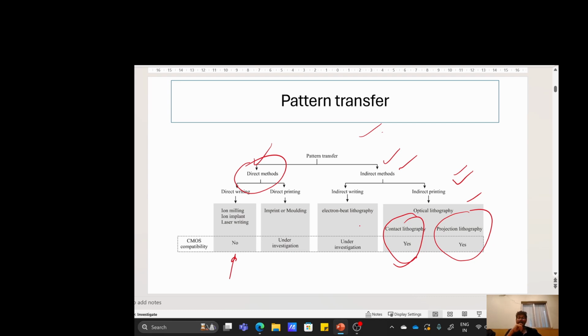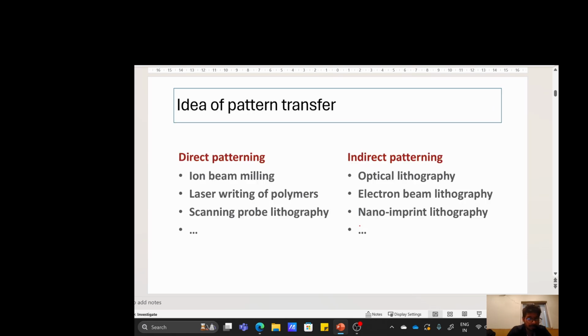And we will see there is a photoresist that is used for contact lithography as well as for optical lithography. There is a need for this photoresist, so we will see that. So what is the idea of patterning coming out?